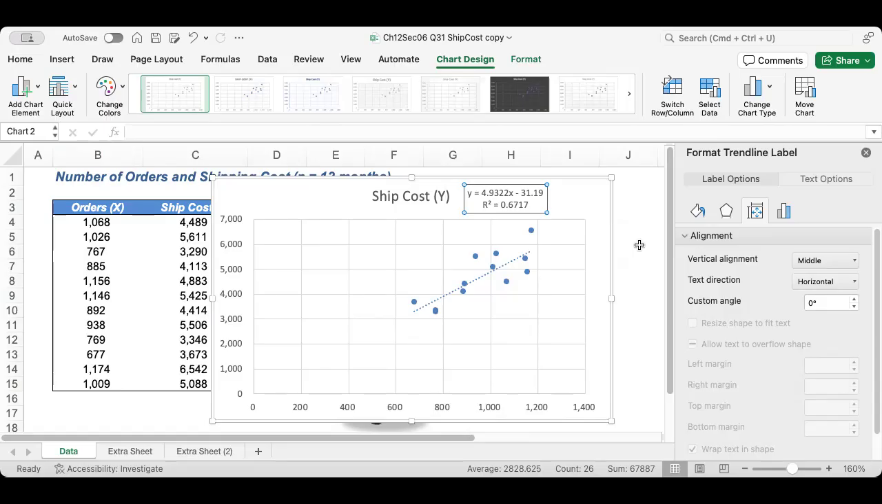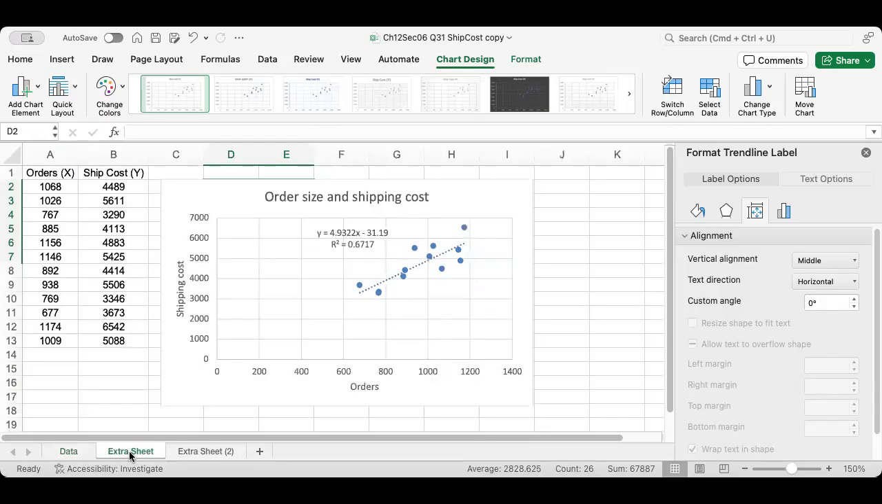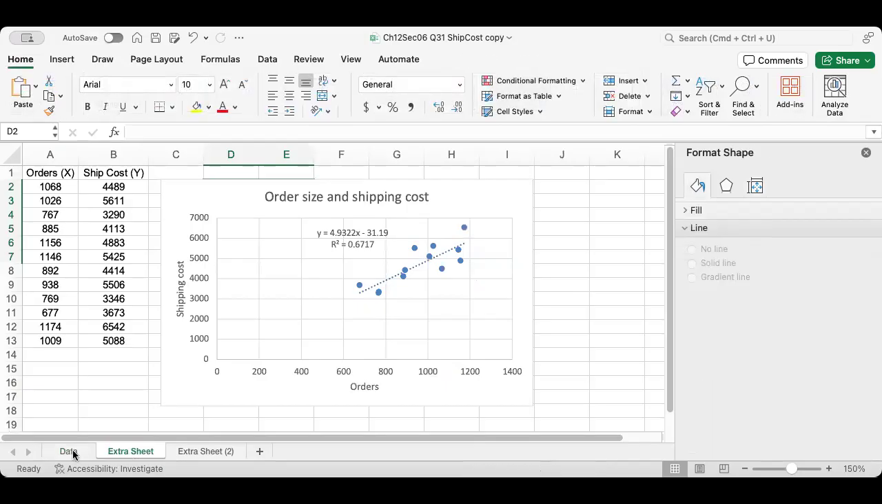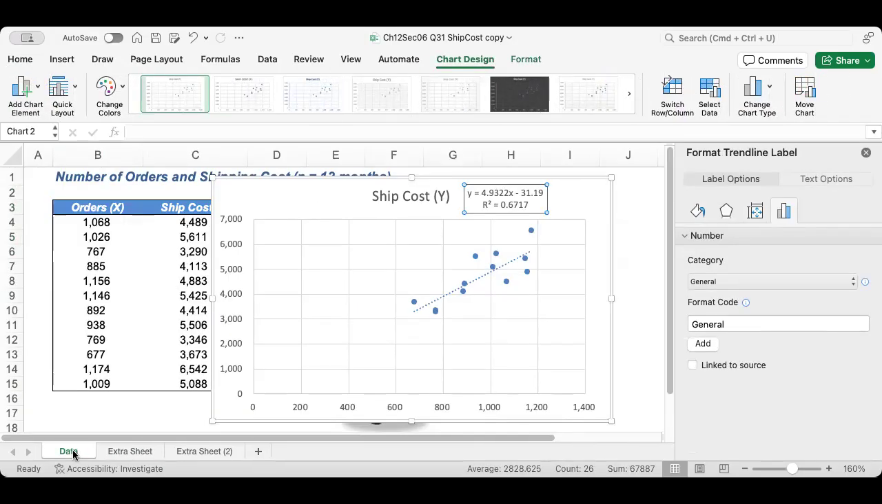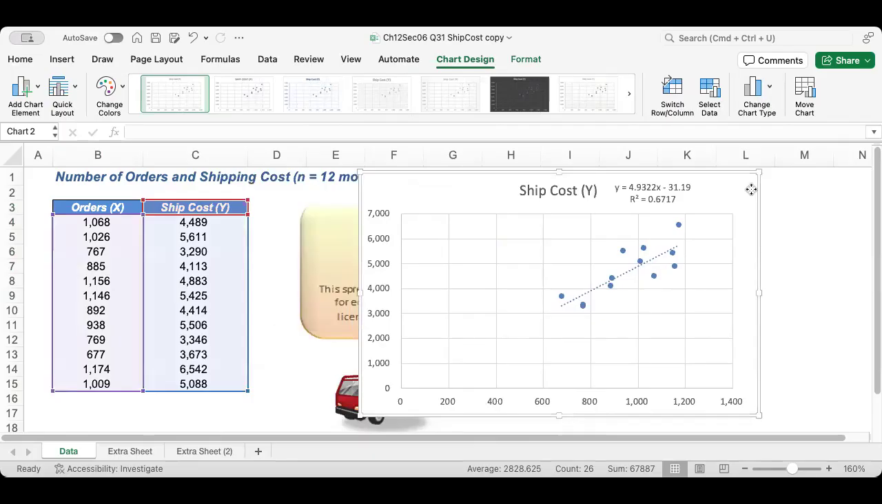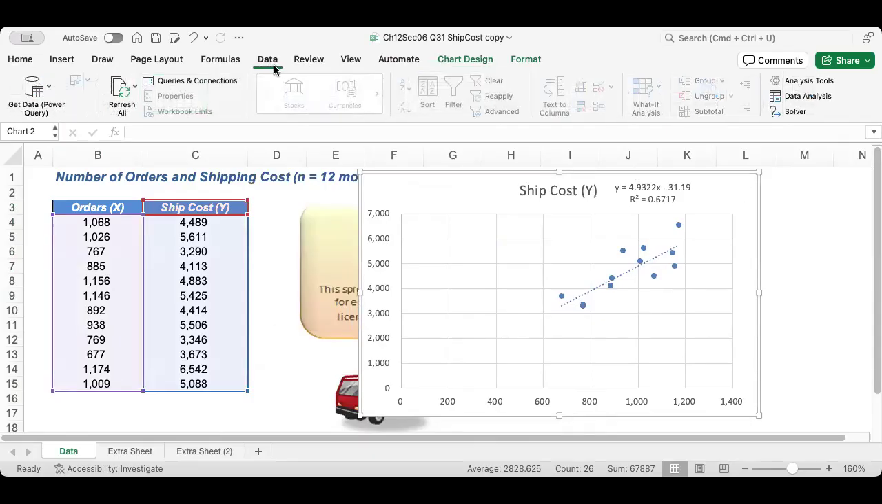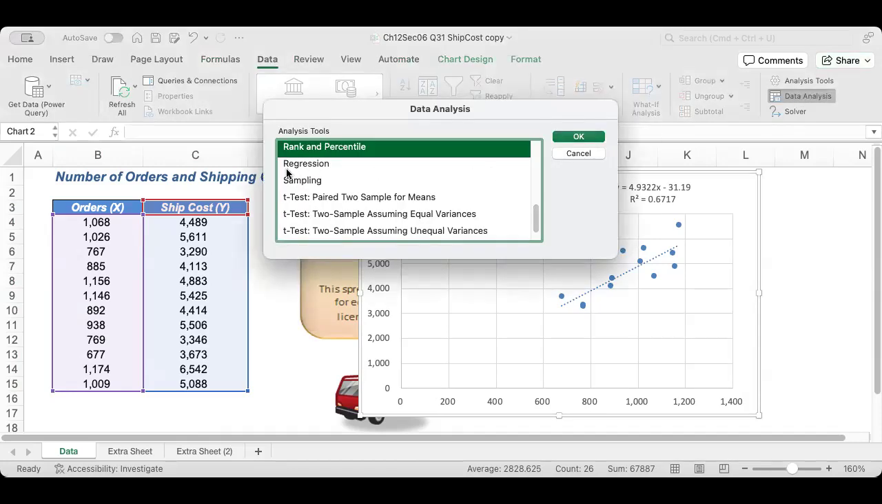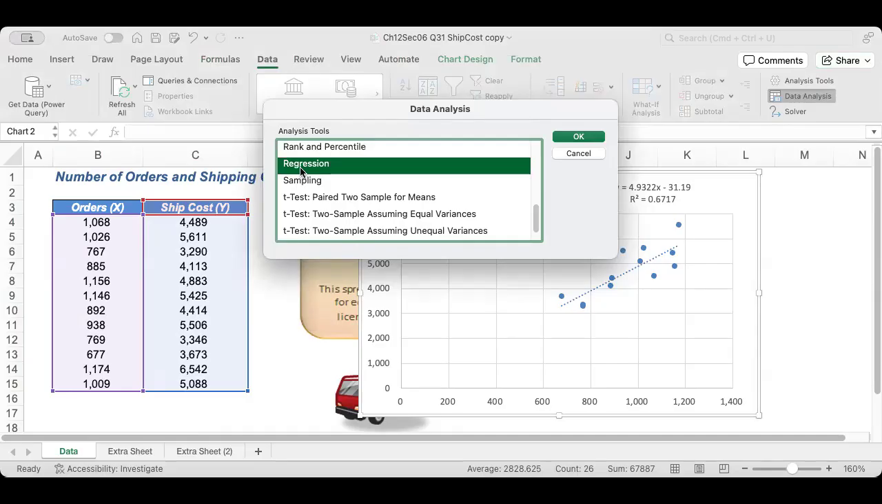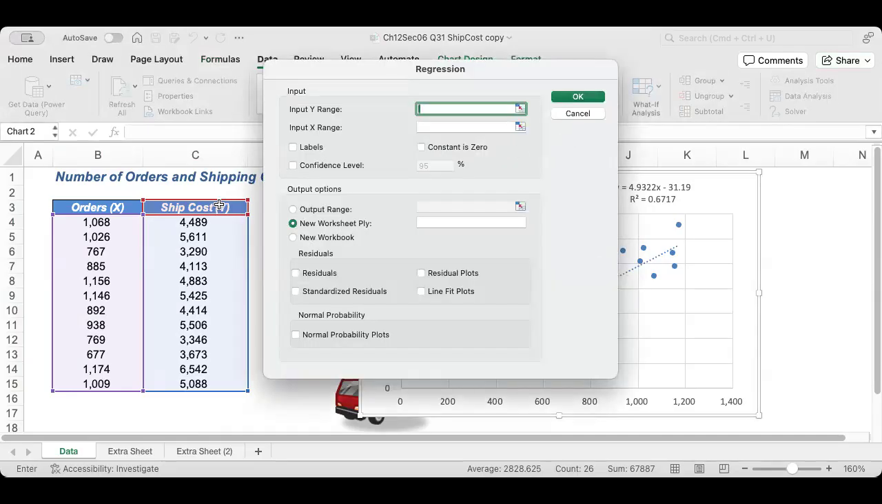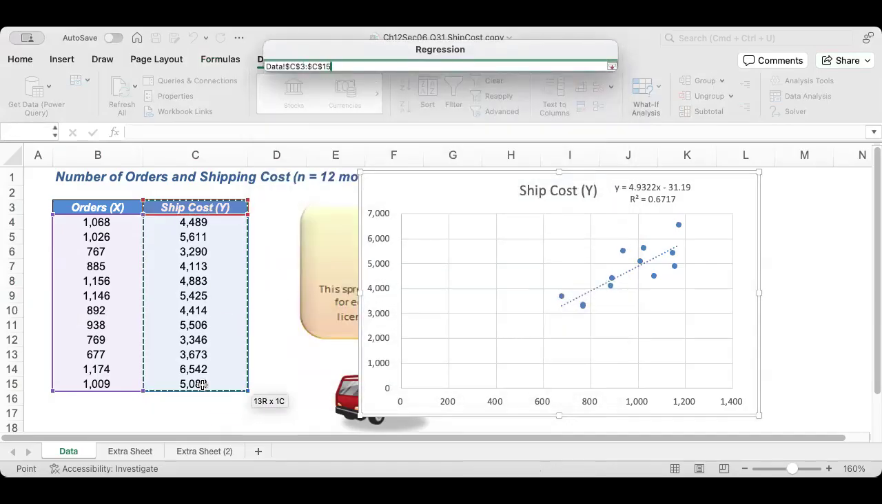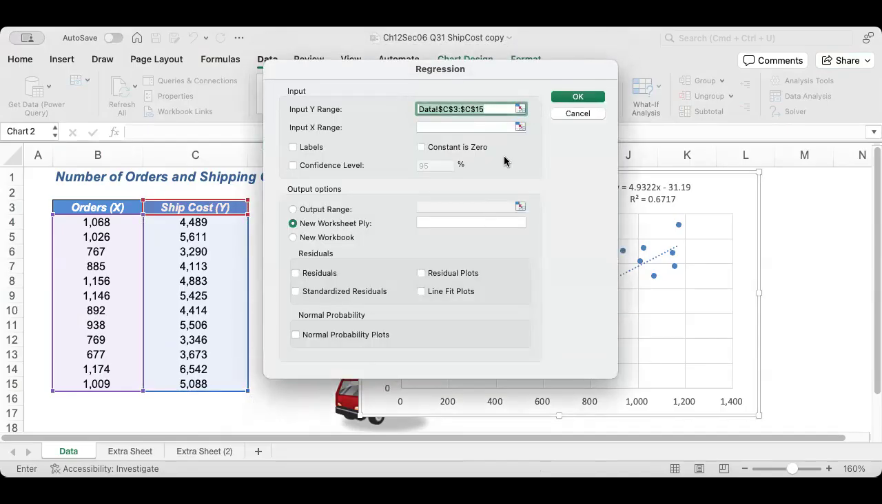Okay. Let's actually run the data analysis. So let me close this trend line stuff, move that a little further over. I go up to data. I go to data analysis, which is over here on the right. And I do regression. Now, again, remember when I do the regression, Y range goes first. Then X range.